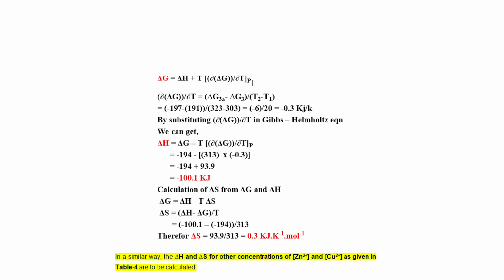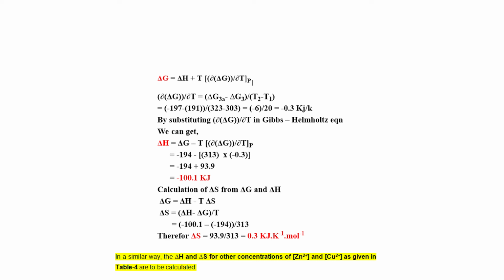For example, delta G is equal to delta H plus T into d of delta G by d of T at constant pressure. These delta G values are given here with respect to temperatures, and now we can get the delta H values. From this we can calculate delta S using the expression delta G equals delta H minus T delta S.